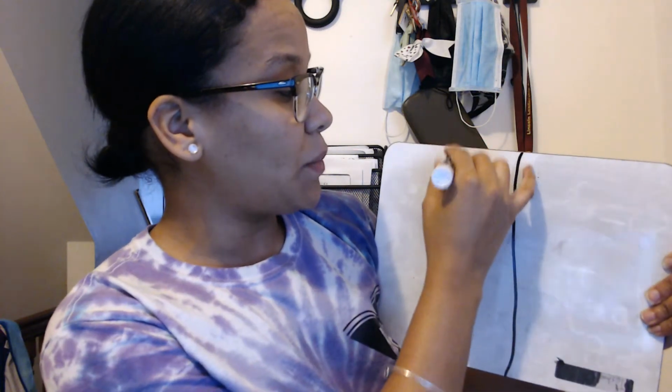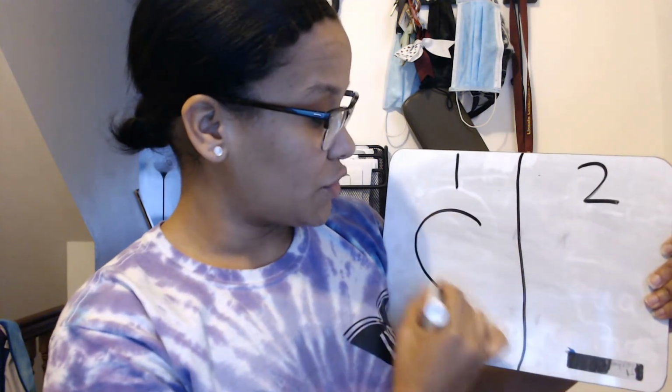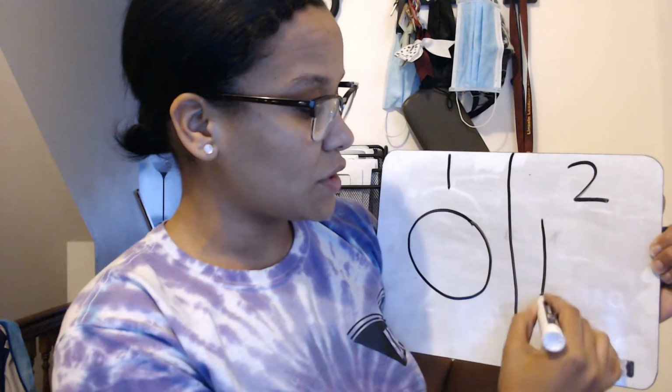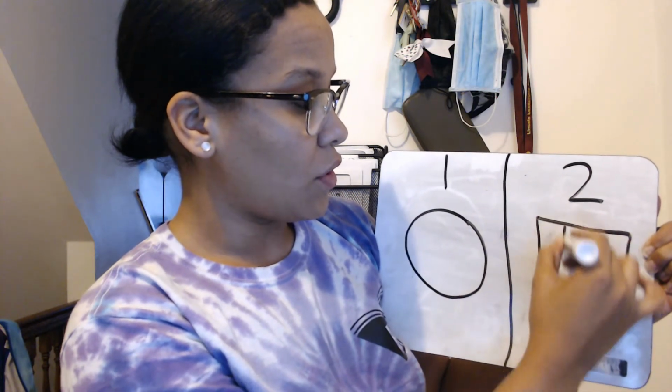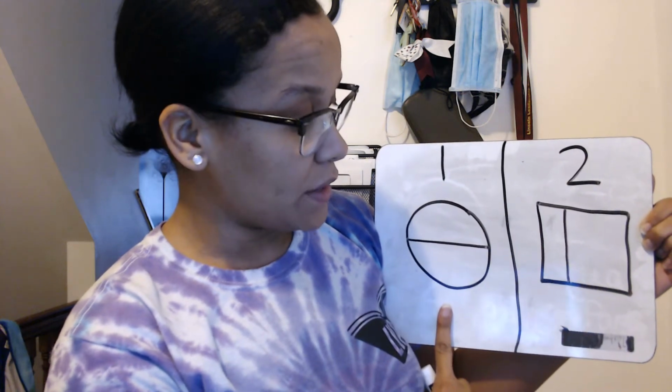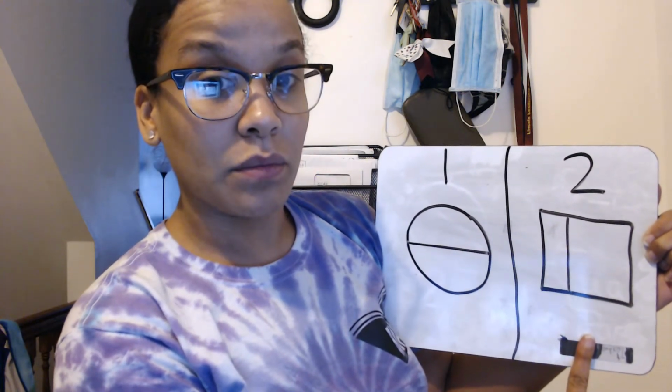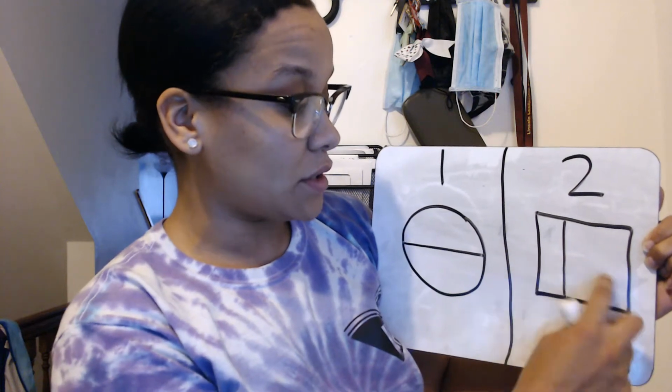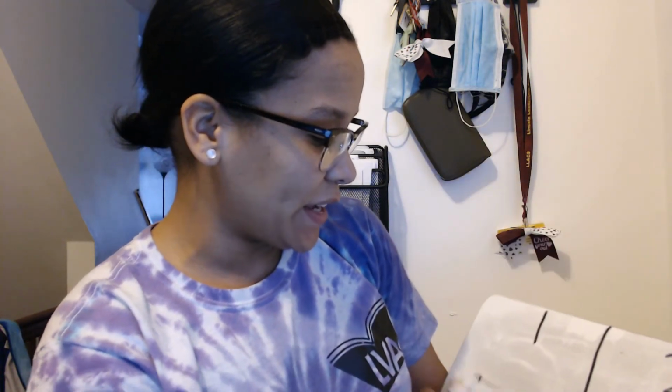All right, so this side will be number one, this side will be number two. I'm gonna draw a circle over here and I'll do a square over here. Which one shows two equal parts, that is two halves? Is it number one or is it number two? They both have two parts. If you said number one, you're right. Okay, next one.